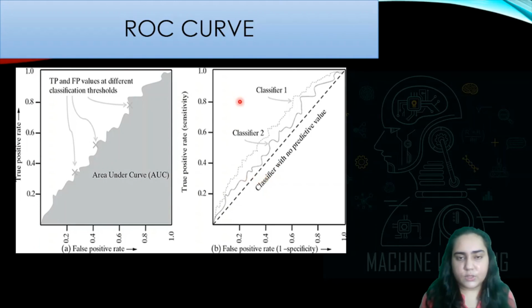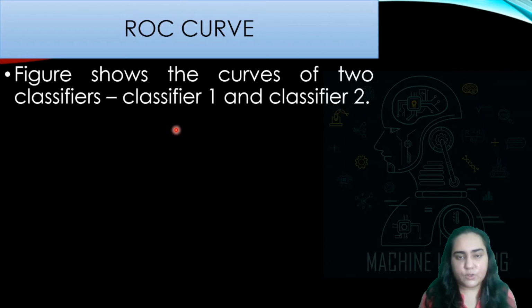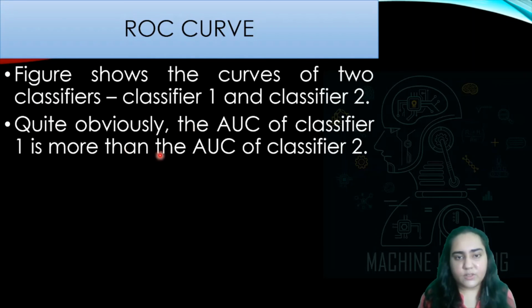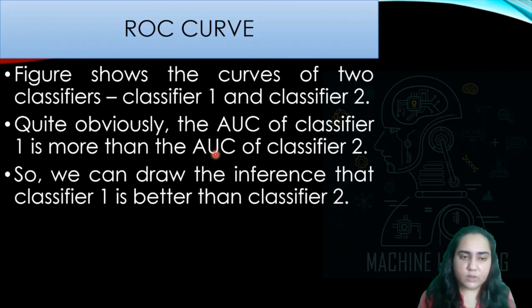You could also consider here there are two classifiers: classifier 1, which is shown by this dotted line, and classifier 2, which is shown by this solid line. So you could say that classifier 1 is better because the area under it is more than the area under classifier 2. That's how you can use an ROC curve. So this figure shows just what we saw, two classifiers, and classifier 1 has more area under the curve than classifier 2, so you can say that classifier 1 is better than classifier 2.